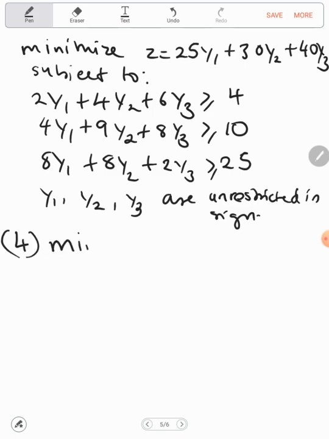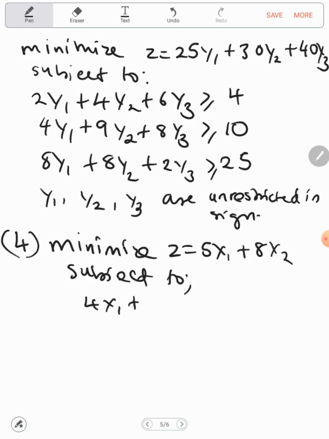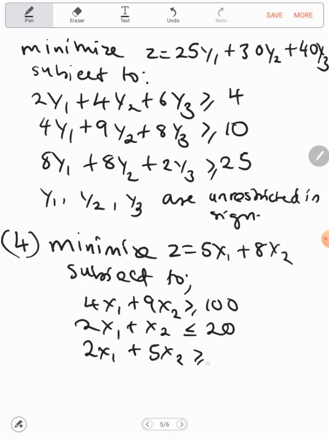Another example is when you have to minimize, say z equal to 5x1 plus 8x2, subject to 4x1 plus 9x2 greater than or equal to 100, 2x1 plus x2 less or equal to 20, and then 2x1 plus 5x2 greater than or equal to 120. You can see that we have different signs in our constraints. Here we have less or equal to. So you have to change this because this is a minimization problem. You have to make sure that the sign here is greater than or equal to. What do you do to change the sign? You have to multiply by -1.